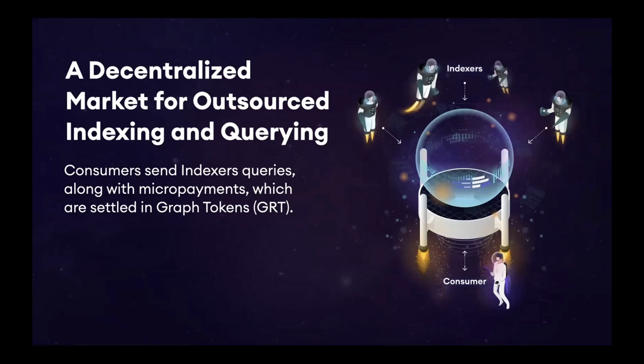So at its core, The Graph is a decentralized market for outsourced indexing and querying. And you can almost think of every other mechanism that exists in The Graph being in support of this core functionality of being a marketplace where end users, consumers, can pay a decentralized market of service providers for this particular service, which Yaniv has described the value of at length.